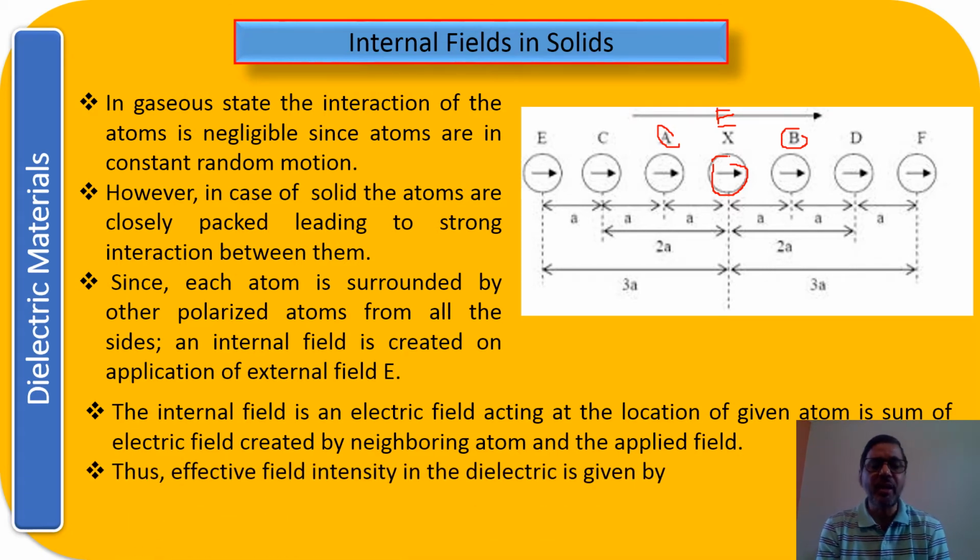Thus the effective field intensity in the dielectric is given by, so let us suppose the external field that we have applied, due to which the atoms have got polarized, is capital E. Because of these individual atoms, the electric field that has been created is E dash, or EI. So E dash, the total field, is the applied field plus the internal field which has been created due to each of the atoms. And for this we are going to find out the expression.